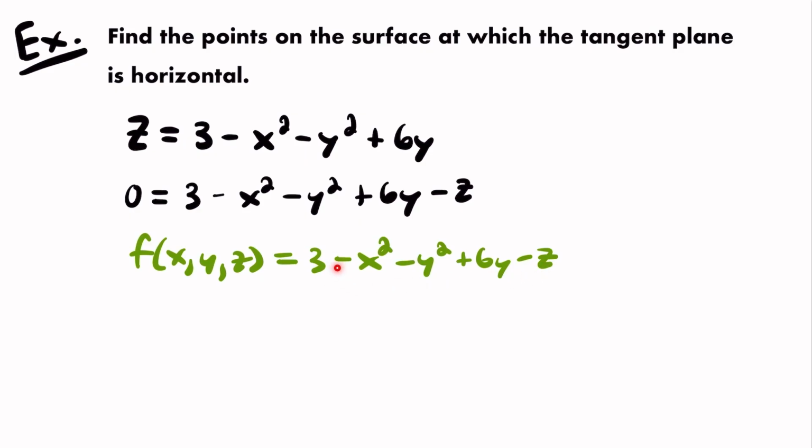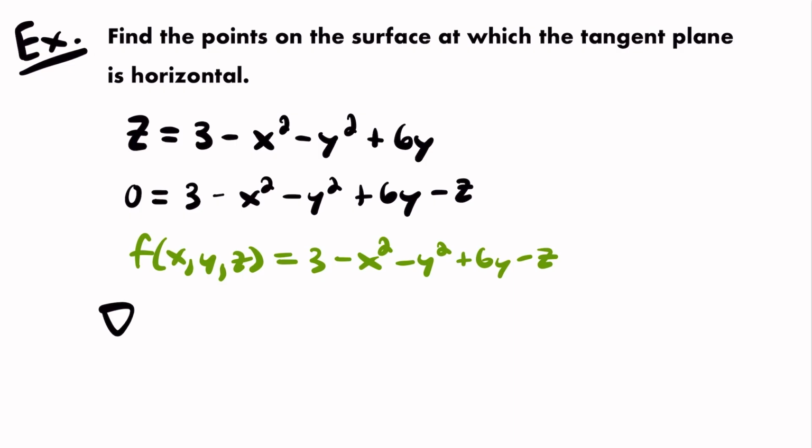And technically you could get rid of that constant. You could subtract 3 from both sides, but it doesn't matter. When we take partial derivatives to find the components of the gradient vector, the derivative of this 3 will just be 0 every single time, so it doesn't matter either way. All that matters is that we have all of those variable terms on one side of the equation. So now that we have that function, let's find the gradient vector.